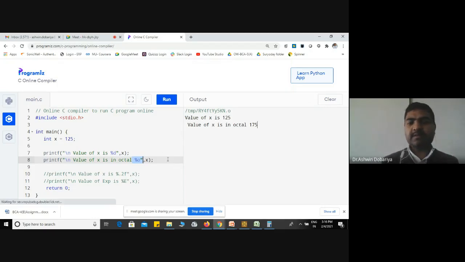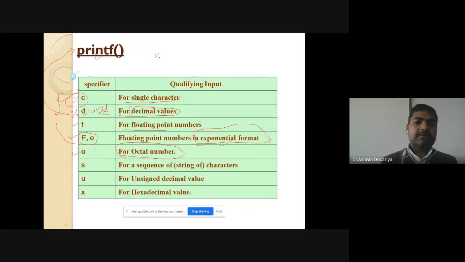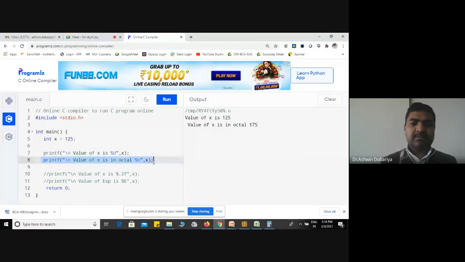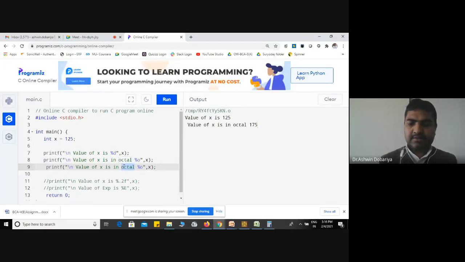I hope it's clear. Yes, sir. Okay. Then percentage O is clear. Next, let me take hexadecimal first, because again it is relevant. If you want to represent the same decimal value in hexadecimal, then you use percentage x. Now let's see how it can be used. The same statement, if I copy, paste, and write hexa and percentage x.